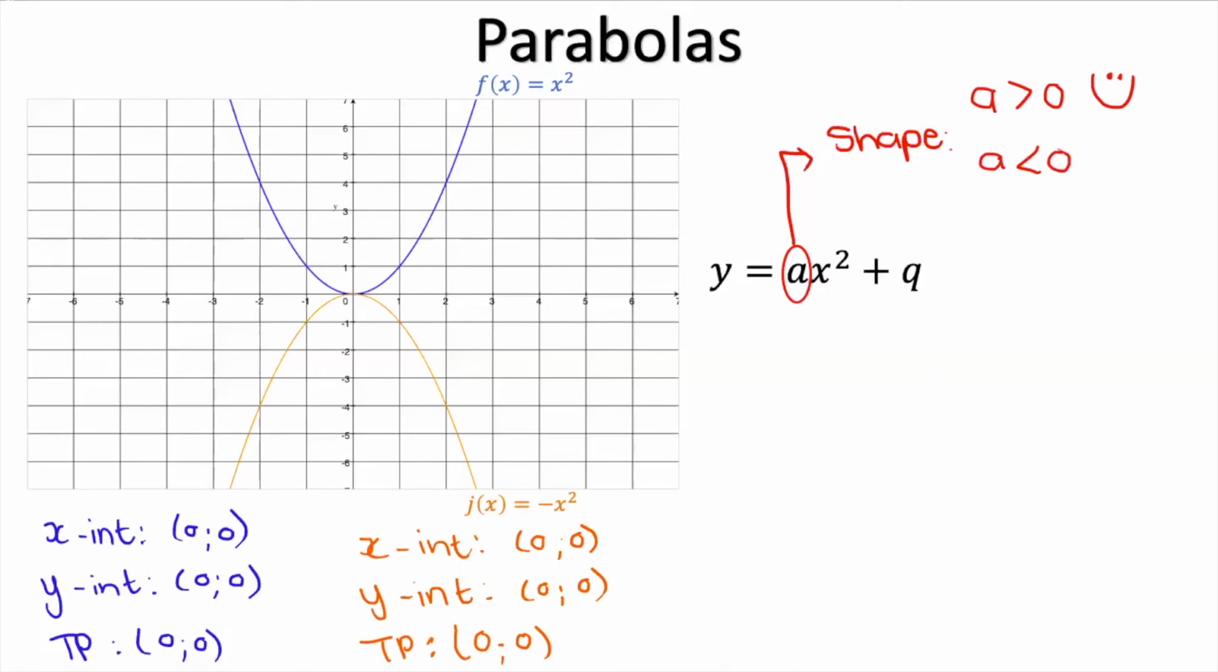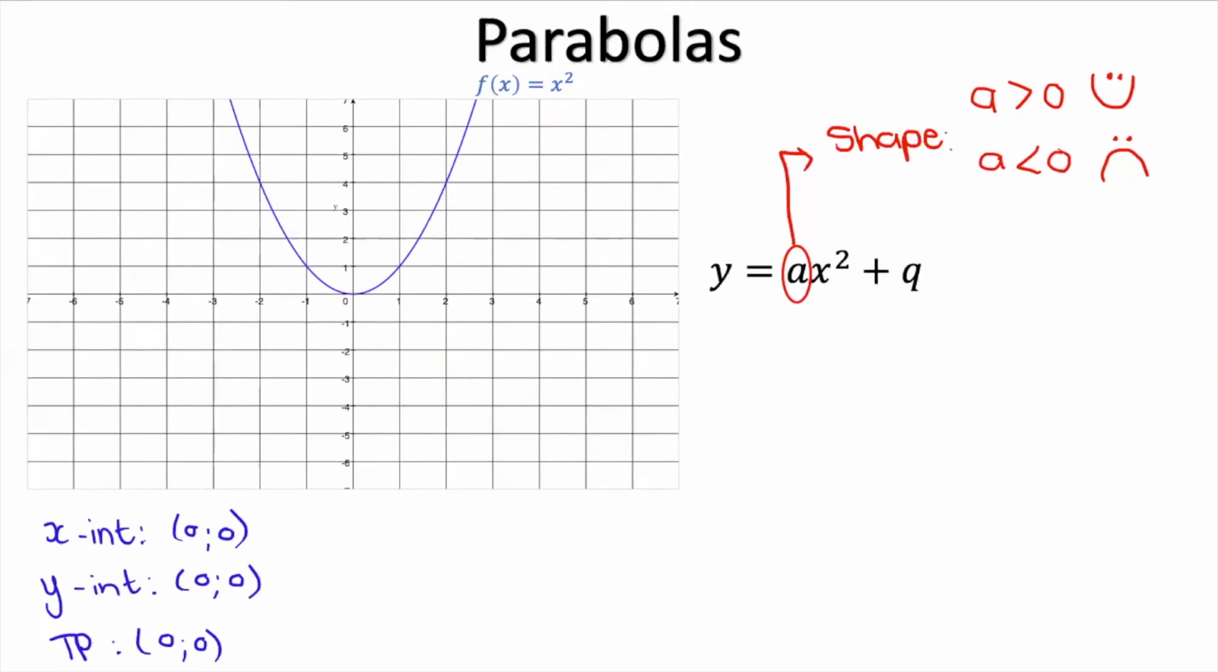When we're positive, we're smiling. And in general, when a is less than 0 or negative, we're going to get a downward facing or a sad face. So when we're positive, we're smiling. When we're negative, we're sad. So now we've seen the impact that a has on the parabola. Let's have a look at what happens if we change q.